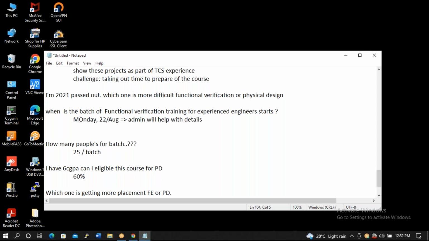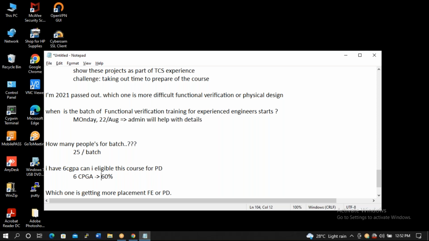Well, if you don't meet that percentage criteria, there is nothing the institute can do. I can't change your number and send it, because finally they'll ask you to submit your documents, right? At that time, you'll be caught. So if 6 CGPA converts to 60% as per your university, then it's fine. But anything less than 60%, don't take the PD course. It will be difficult for you to get opportunities.